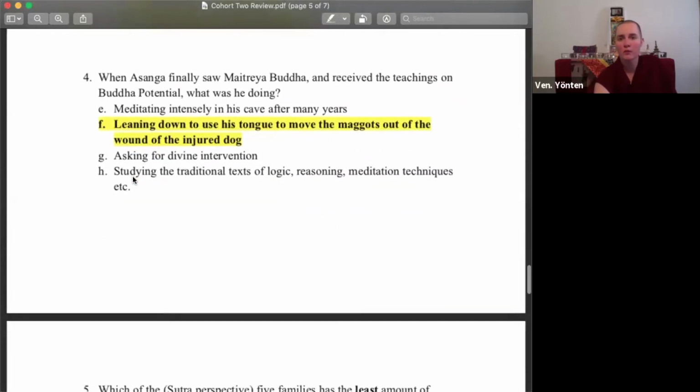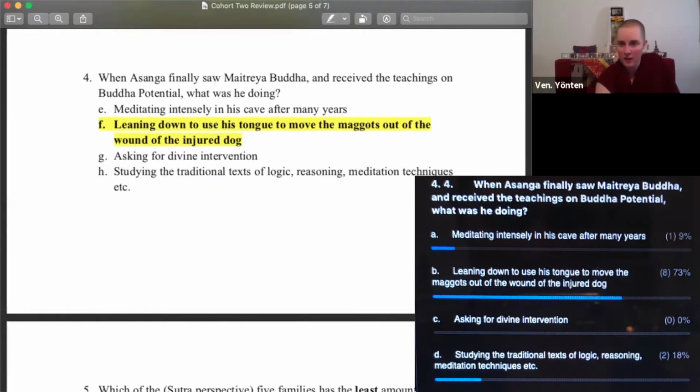So number 4, when a Sangha finally saw Maitreya Buddha and received teachings on Buddha potential, what was he doing? And most of you got that. Excellent. This, in a way, could be a trick question, although it's not really. B is the answer. But the fact that it became the answer is related to him having done the other things, right? He had to meditate intensely. He had to ask for some sort of intervention. He had to study in order for it to occur to him to show compassion to the dog as well as to the maggots, right?